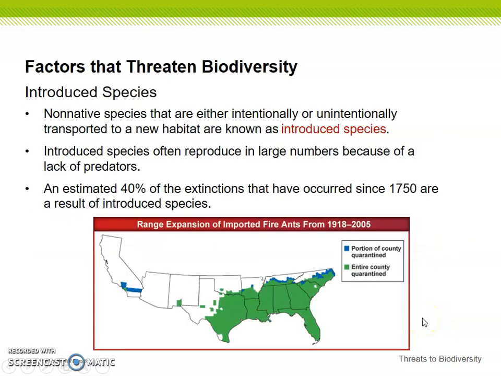You may have noticed signs that say no firewood transportation out of this county. That's because that county has a bug or some kind of insect or disease in their trees that they don't want to spread to other counties. So they limit the amount of firewood that can be transported from county to county.